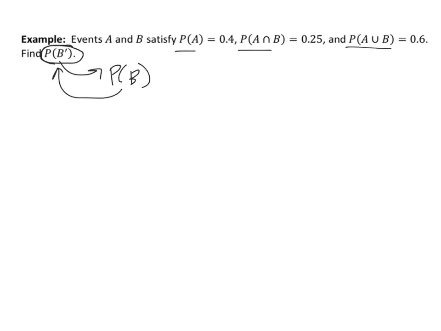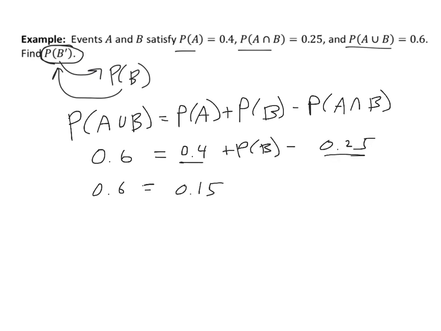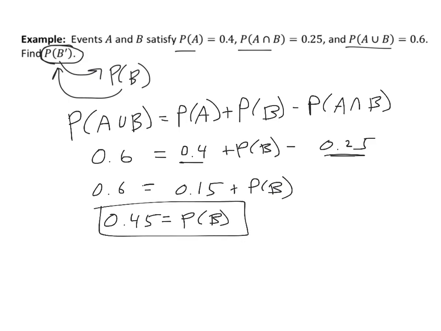So if I want to use my formula, I would really just be plugging the values into these. I have 0.6 here, I have 0.4 here. This is my unknown, so I'm going to leave it written as a notation, and my intersection was 0.25. So 0.6 equals 0.15, that's me just subtracting these things, plus the probability of B. So it looks like this is going to be 0.45 equals the probability of B. So using our formula, we were able to go pretty quickly to get that thing.